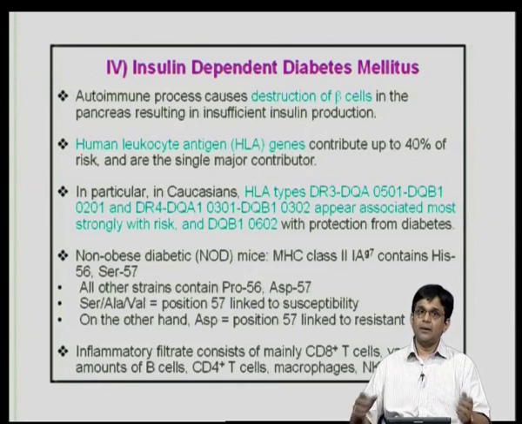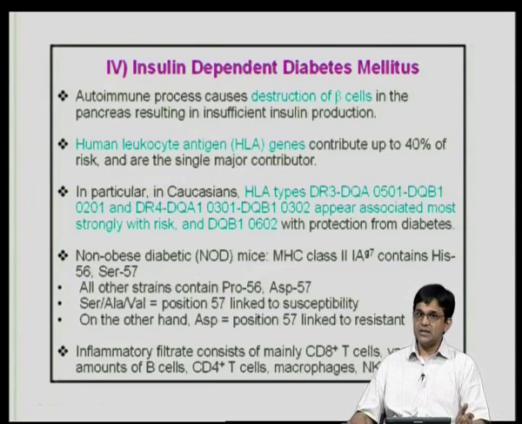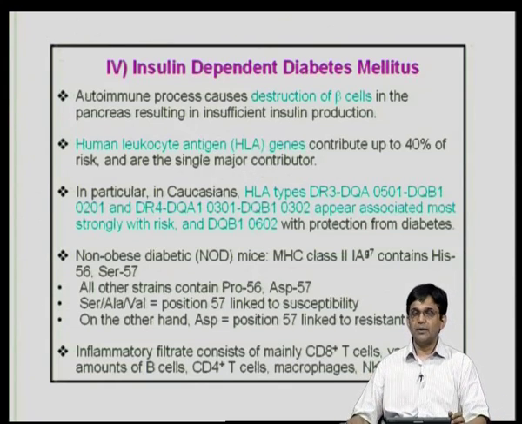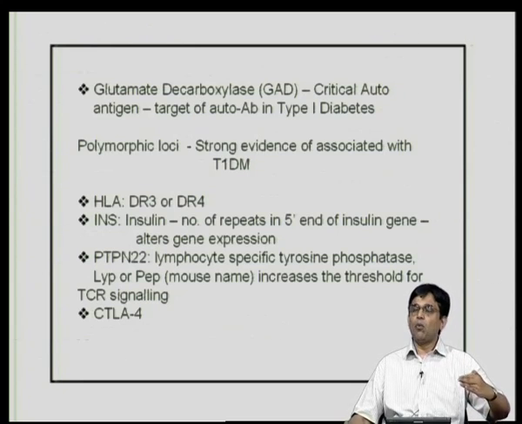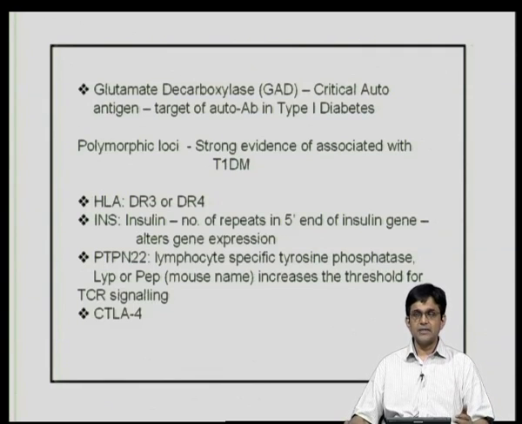Again, the inflammatory infiltrate that is seen especially in the pancreas consists primarily of CD8 positive cells, different types of B cells. Again, there is a lot of killing, so you have these cytolytic cells that are generated, CD4 positive cells, macrophages and so on. One of the antigens that has been found that generates a lot of autoantibodies is glutamate decarboxylase. And along with MHC, what are some other molecules that are linked with disease progression? Remember, diabetes is a complex disease, so you have different genes that are involved, one of which is insulin.